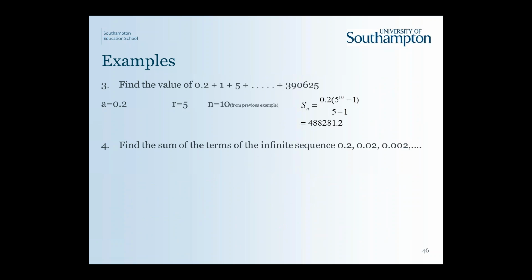Bring it all in. Find the sum of the terms of the infinite sequence. Because it's saying there's a sum of the terms, but they're getting smaller, we know that the common ratio is going to be less than 1. So they're asking for the sum to infinity. Provided you know your A and your R, you can just sub that in.